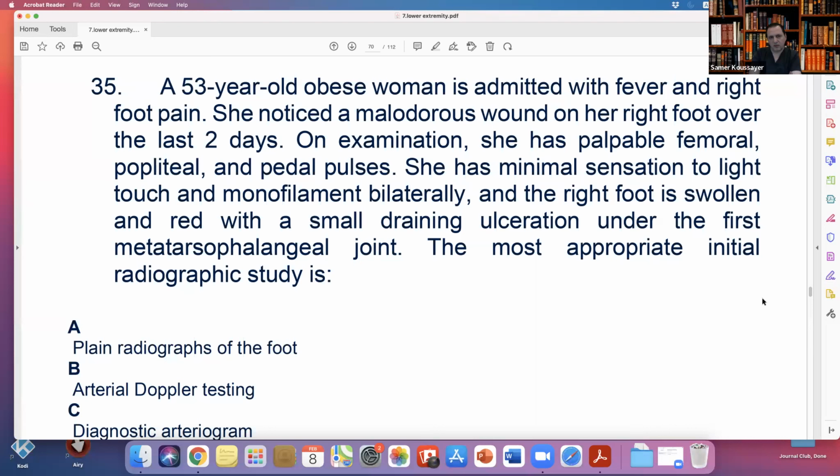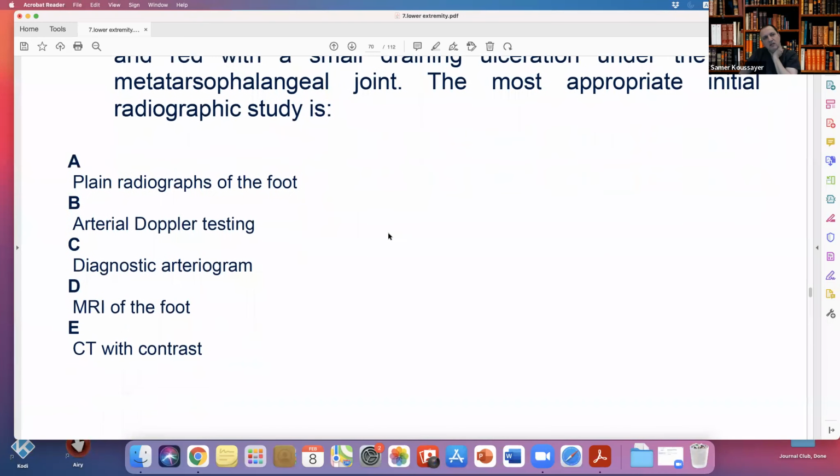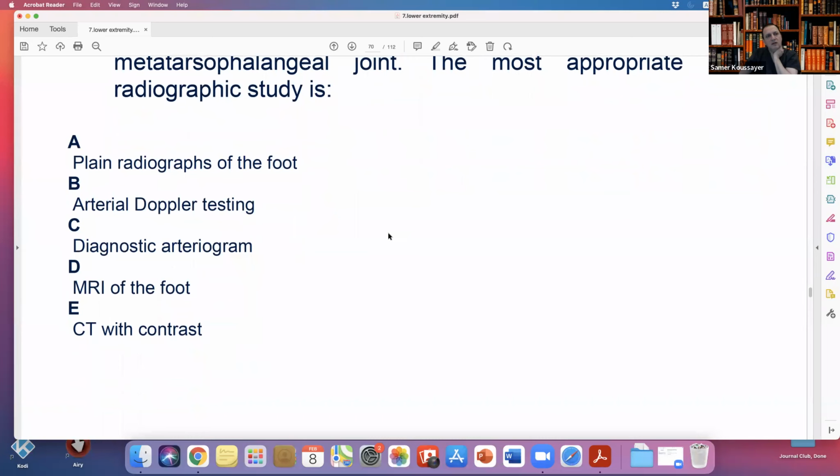Okay, so why do you want to get an X-ray? This is osteomyelitis. Looks like it. Osteomyelitis. So it's very easy already. I mean, some of the questions are really just straightforward. Let's see what options they gave you. Plain radiograph. Yeah. Arterial Doppler? What else? I mean, Doppler, why do you need it? You need an X-ray.